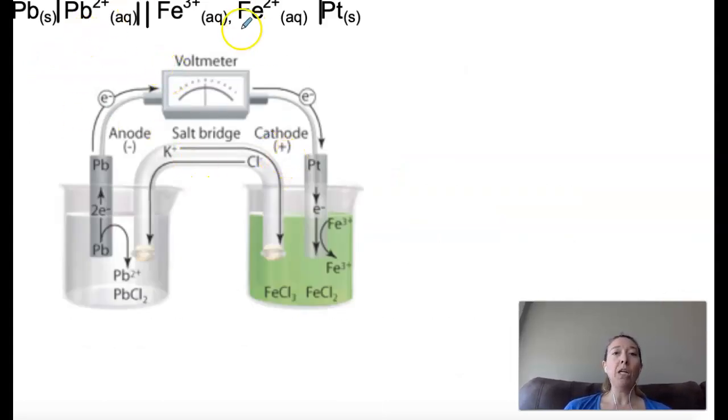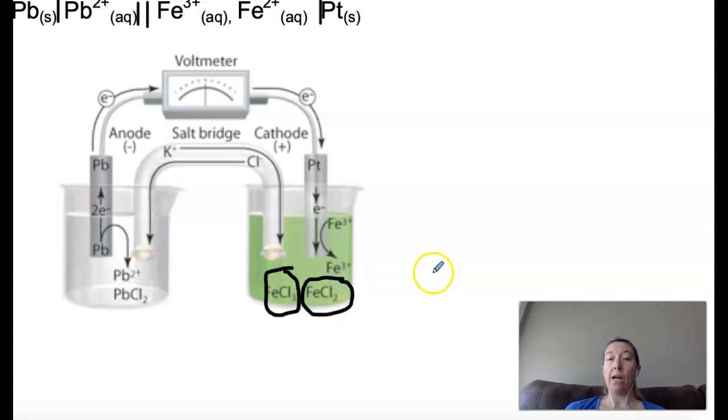So here's a quick example of a cell and what that cell notation looks like. You can see here we have Pb solid, Pb2+. That's telling us that our half reaction is either the Pb solid turning into the Pb2+, or the Pb2+ turning into Pb solid. Then over here in our other beaker, it says iron 3, iron 2, and platinum. You'll notice that inside of this beaker, we actually have two solutions. That's because we have one giving us the iron 3, and one giving us the iron 2.